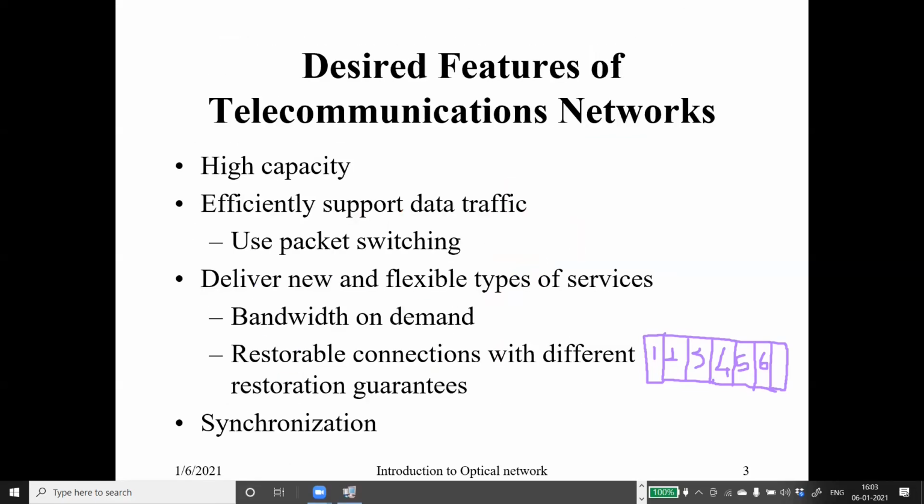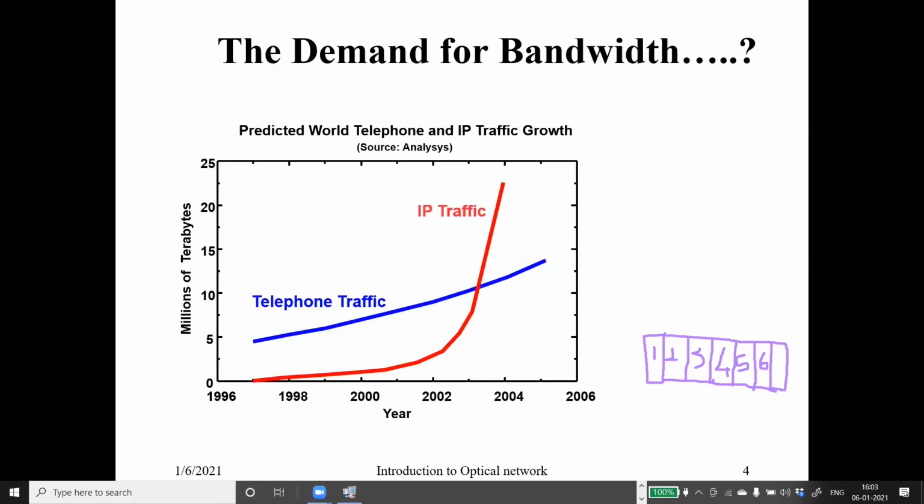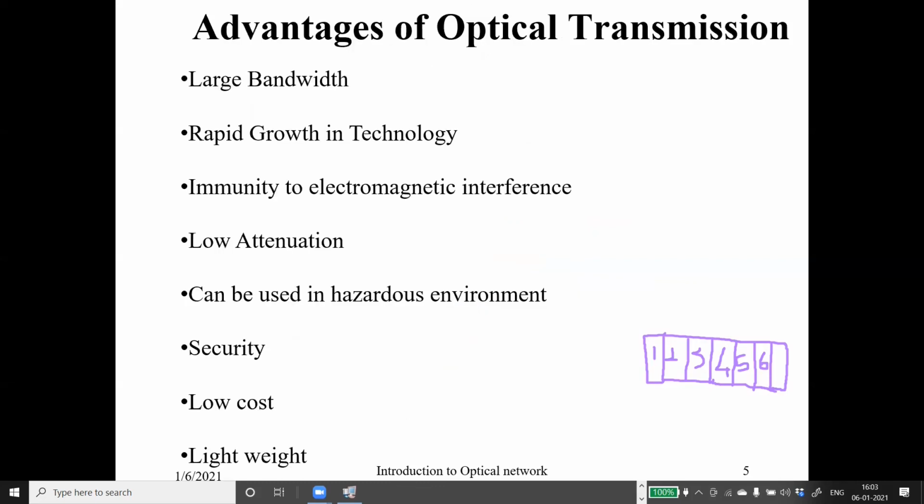Then we started with the desired requirement of any telecommunication network, that it should have a high capacity, high efficiency, flexibility, and ability to synchronize and be able to fulfill the ever growing demand of the bandwidth because it's increasing exponentially. Optical communication has a potential for it because it has got a large bandwidth. Lot of research is going on.